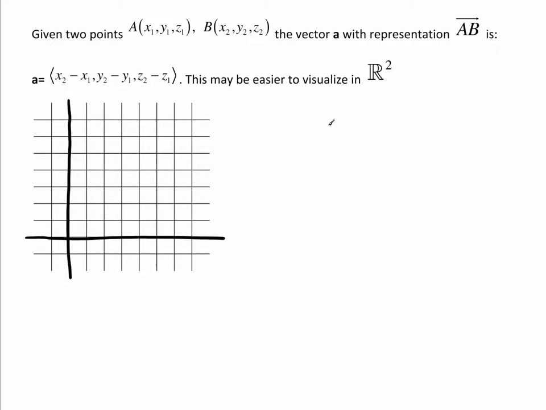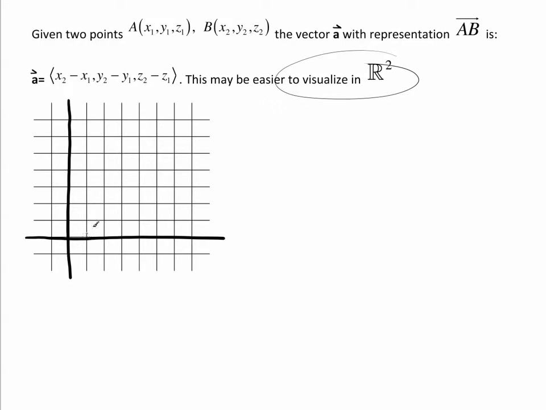Okay, so given 2 points, A and B, A has coordinates x1, y1, z1, B has coordinates x2, y2, z2. The vector with representation AB is then, just like we did, if I simply subtract these components, x2 minus x1, y2 minus y1, z2 minus z1. Vector A would then have representation AB. And again, I do this in R2 because it's easier to visualize in R2.